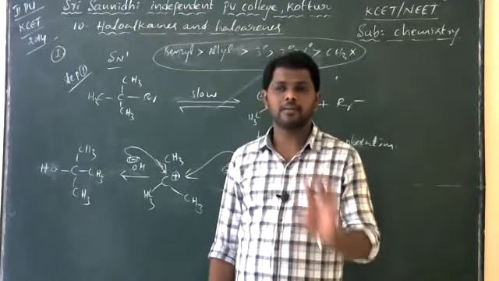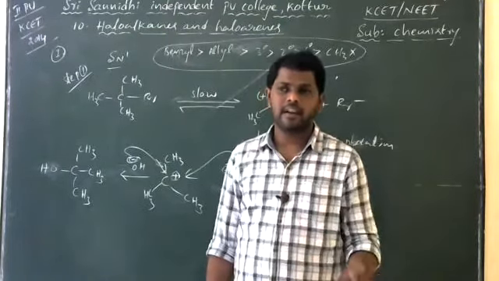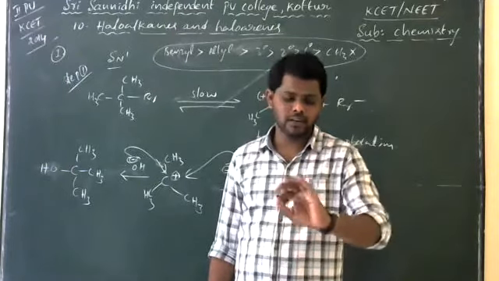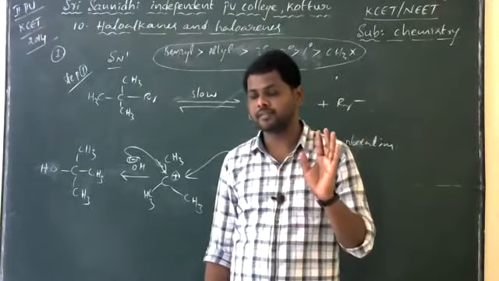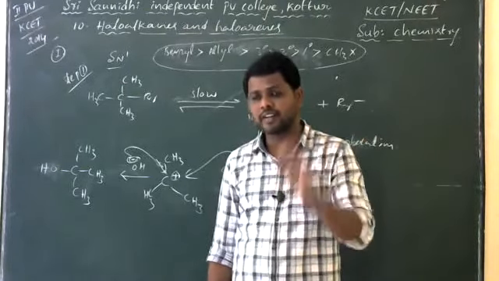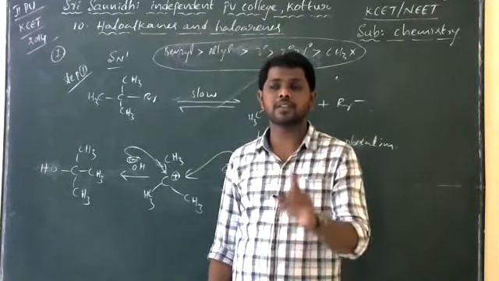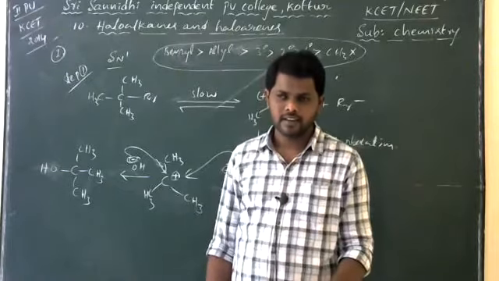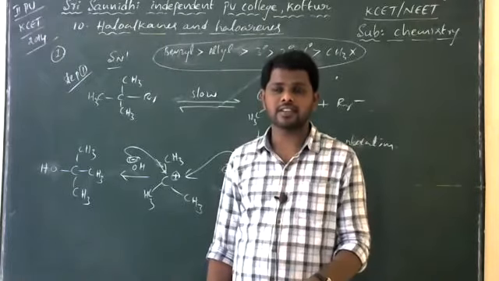That intermediate is a carbocation, which is a Lewis acid with sp2 hybridization, and the rate always depends upon the intermediate formed. Intermediate formation is a very slow step, and the slow step is always the rate determining step, right? The slow step is the rate determining step, and it follows first order kinetics.